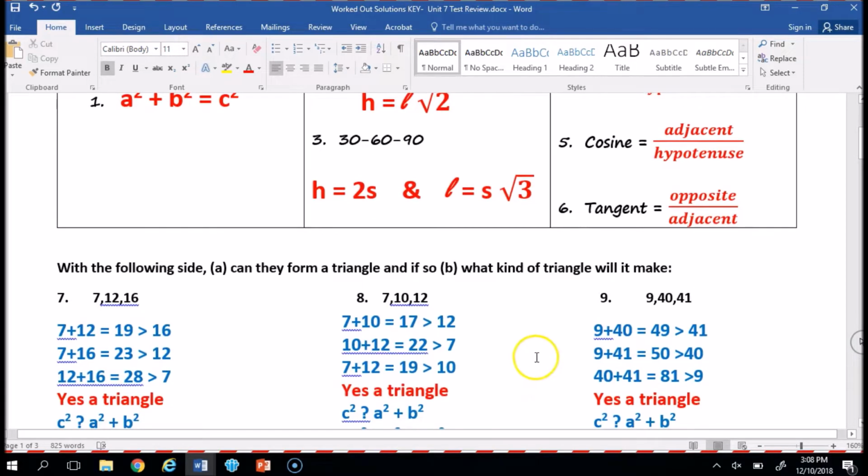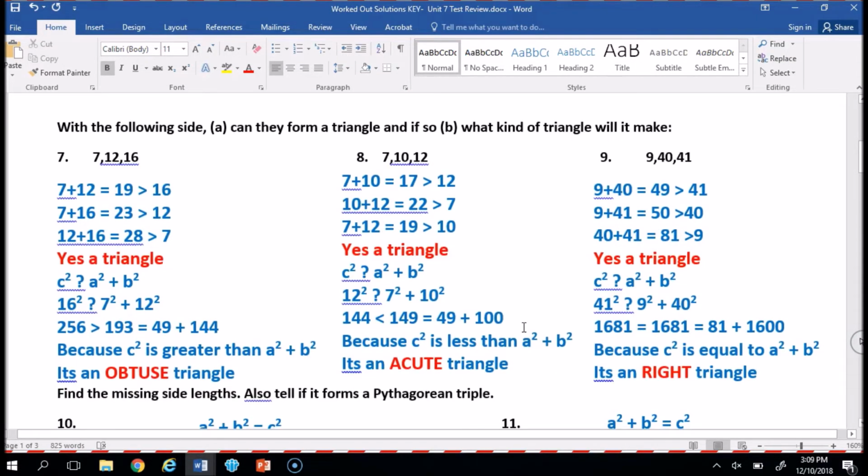Then what we want to do is compare a squared plus b squared to c squared. Recall that if c squared is bigger than a squared plus b squared, then it's an obtuse triangle. If c squared is equal to a squared plus b squared, then it's a right triangle. And if c squared is smaller, then it's an acute triangle. So that's what I did here again. I squared the 16 because that was our longest side, so we know that that's going to be our c every time. Over here, we would have done the 12 squared and compared it to the 7 squared plus the 10 squared. Here we would have squared the 41, and compared it to 9 squared plus 40 squared.